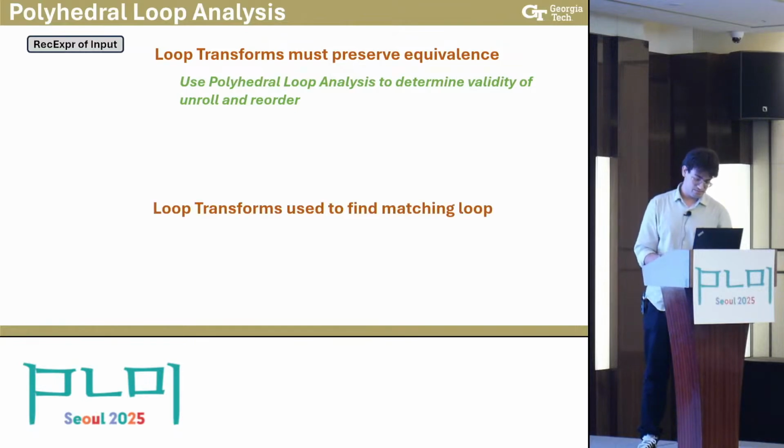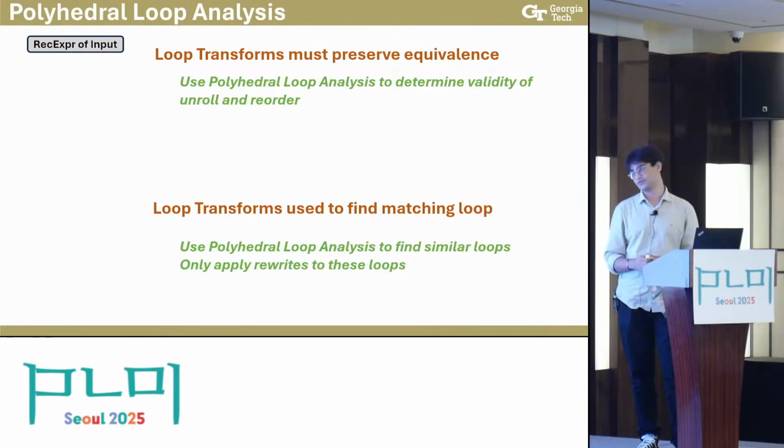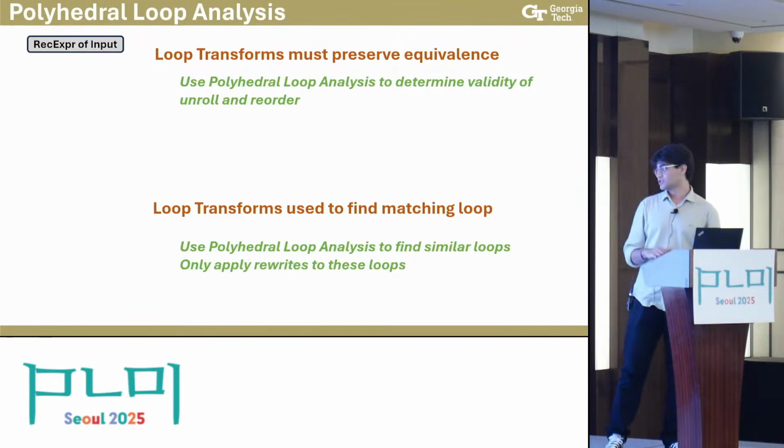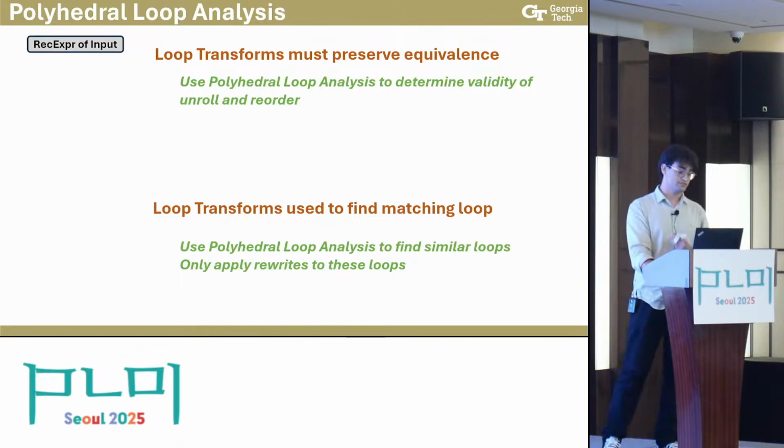And luckily, that's exactly what we want to do. And polyhedral loop analysis also provides a technique for doing this, or at least the structure does. So we're going to use that to find similar loops and then conditionally apply these rewrites on those loops so we don't continuously blow up our e-graph. And I'll get into how we do both of these things.